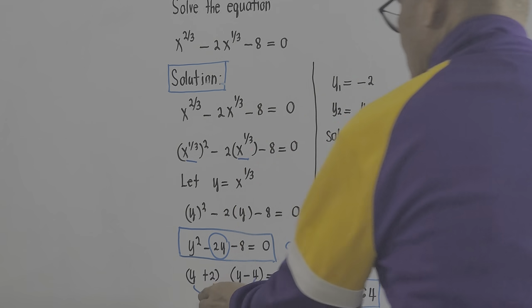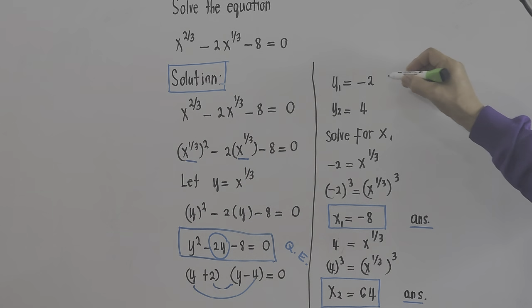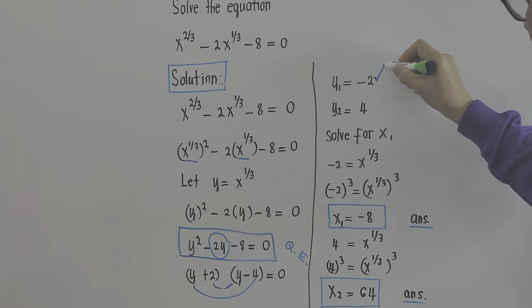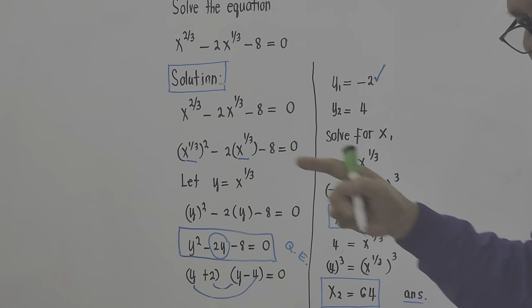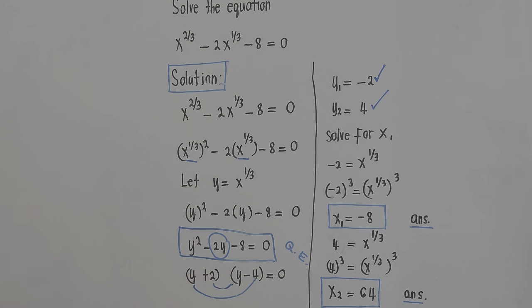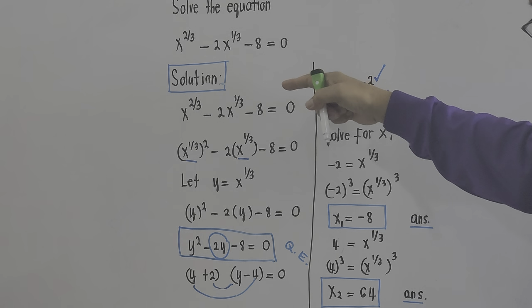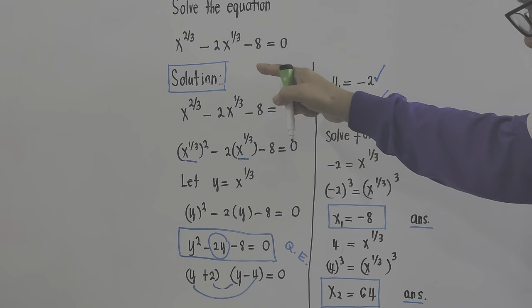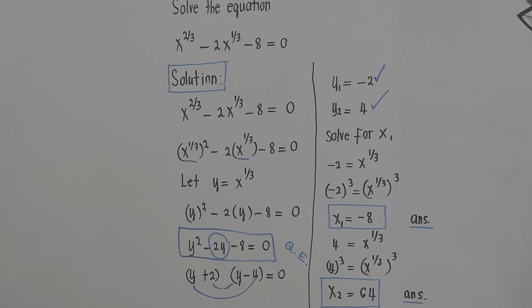If we equate y plus 2 equal to 0, then solve for y, y1 now will be negative 2. Equating y minus 4 equal to 0, we will compute for the second value, y sub 2, which will be equal to positive 4. This is not yet the solution of the original equation. The original equation is actually in terms of x. So by using these two values here, we must compute for the corresponding values of x.